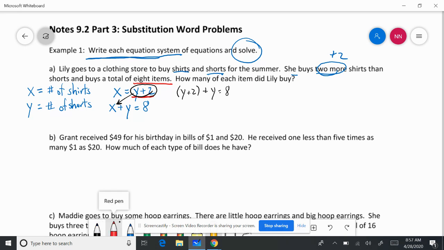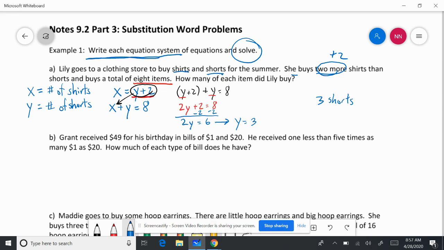I'm going to add the like terms. So I have 2Y plus 2 equals 8. I'm going to subtract 2, and I get 2Y is equal to 6, meaning that when I divide by 2, Y is equal to 3. Now I know the number of shorts. There are 3 shorts.